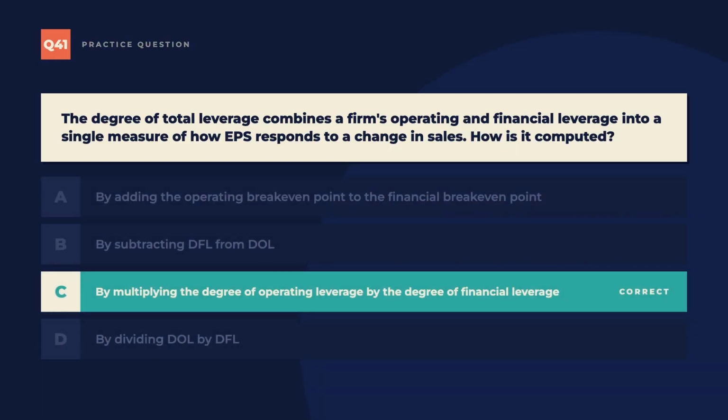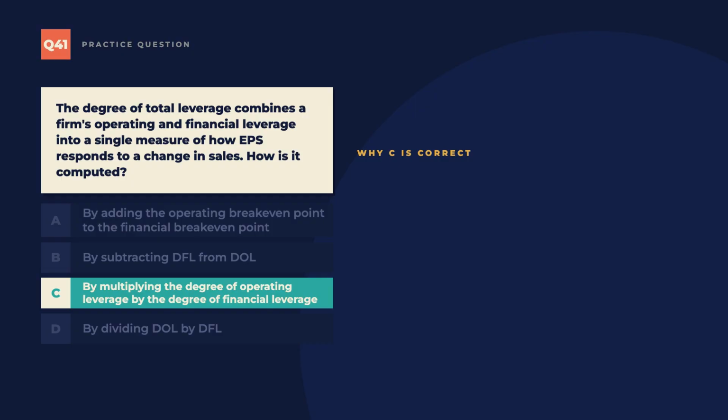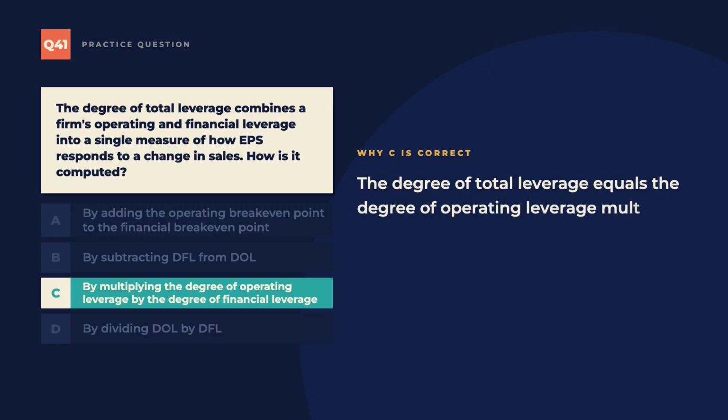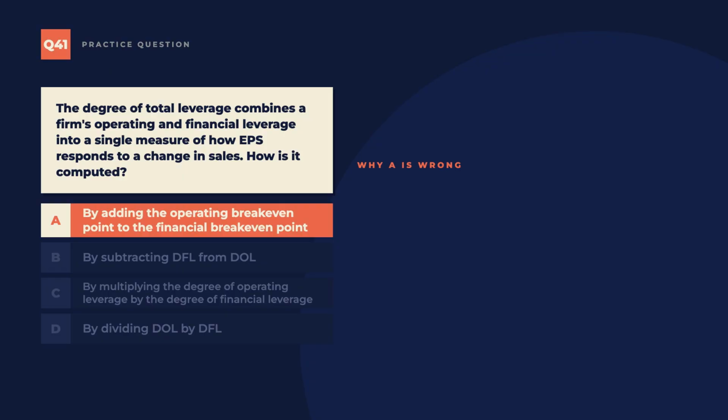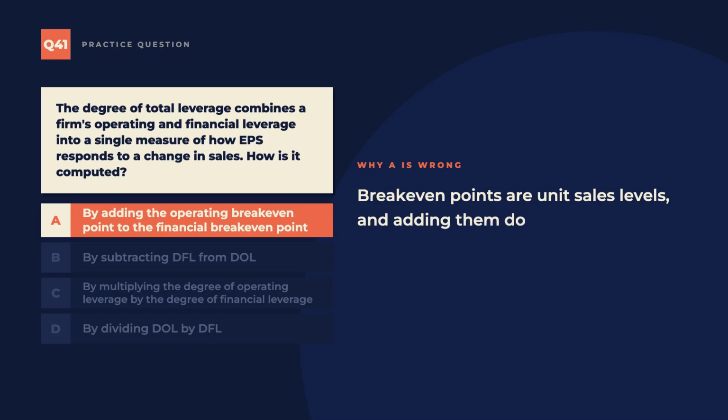The correct answer is C. By multiplying the degree of operating leverage by the degree of financial leverage. C is correct because the degree of total leverage equals the degree of operating leverage multiplied by the degree of financial leverage. It also equals the percentage change in EPS divided by the percentage change in sales, capturing both layers of leverage at once. A is wrong because break-even points are unit sales levels, and adding them does not measure how EPS responds to sales.